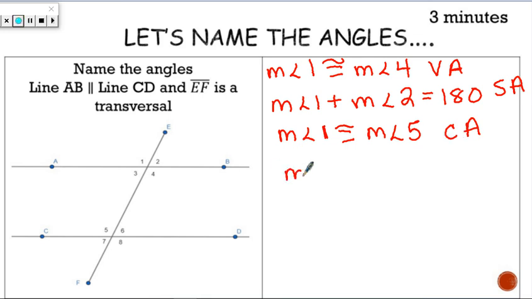The measure of angle 1 is also congruent to the measure of angle 8, because those are called alternate exterior angles. 1 is on the outside of the top of line AB, and 8 is on the opposite side and it's on the outside of line CD. So those are called alternate exterior angles, and I'm going to write AE for short.